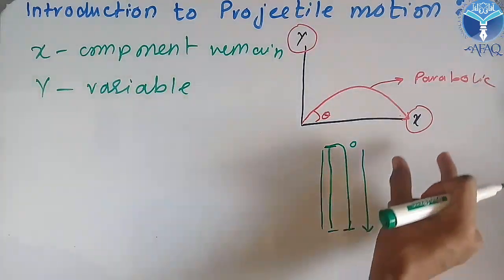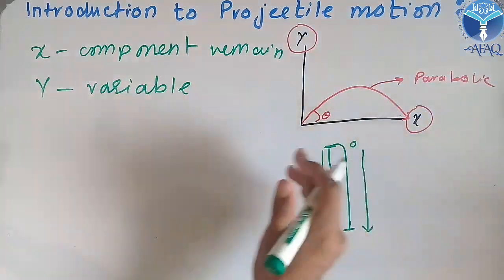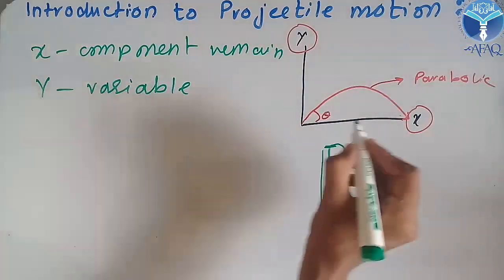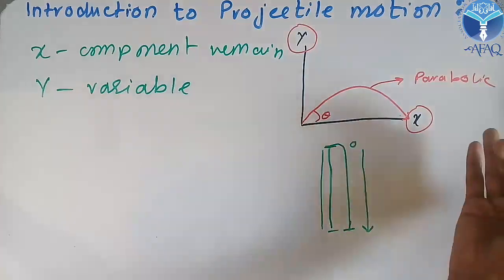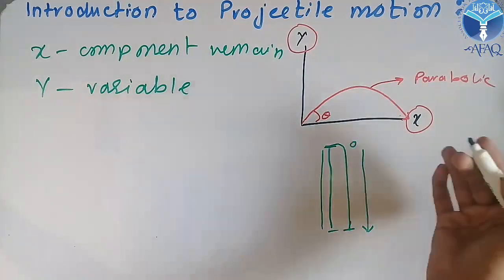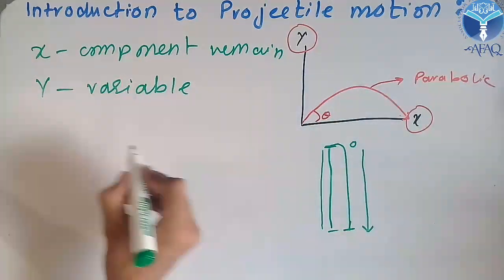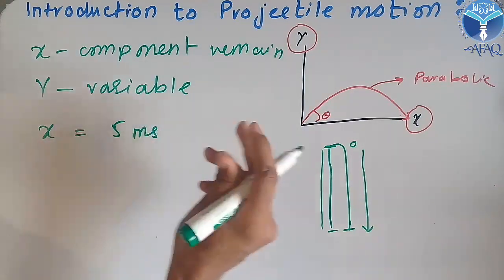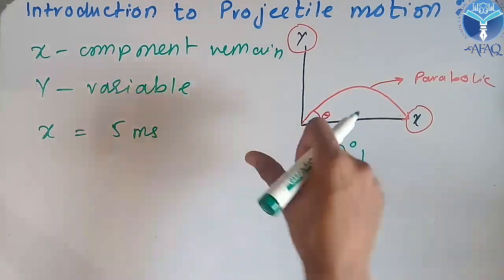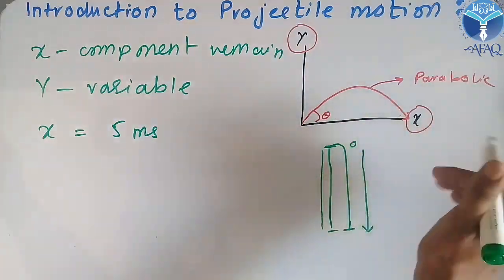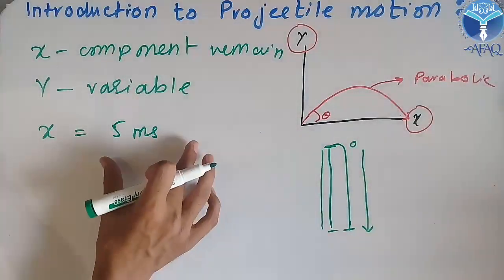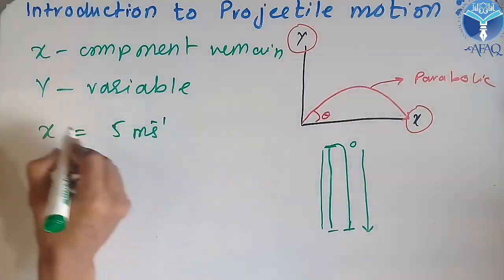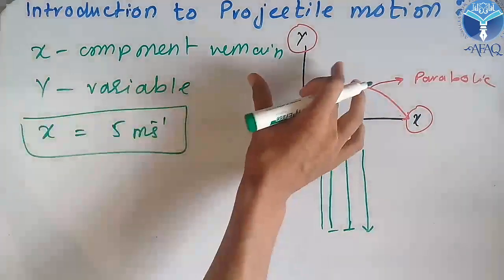But you also know that the x component velocity will remain constant. For example, if I throw a ball with a velocity of 5 meters per second, the x component's velocity will be 5 meters per second from the point of projection to the point where it collides with the earth or faces something. So its velocity remains constant, but the velocity of the y component changes.